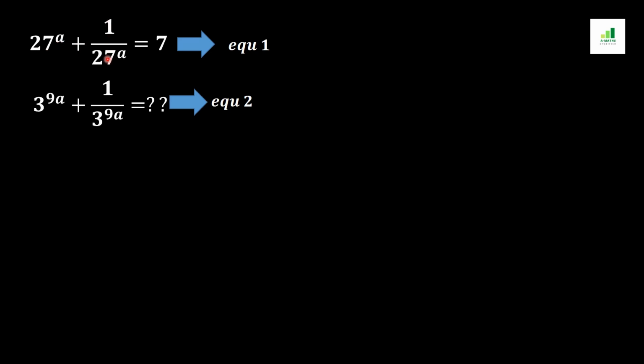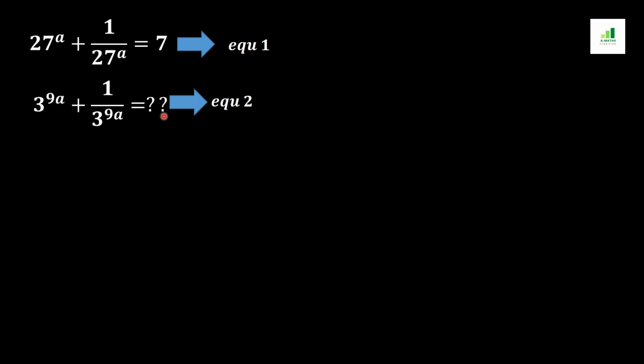Today in this video we are going to solve a question. The given question is 27^a + 1/27^a = 7, which is a given equation, and I am representing this equation as equation number 1. Now the next equation is 3^(9a) + 1/3^(9a), which is the required equation, and I am representing this equation as equation number 2.